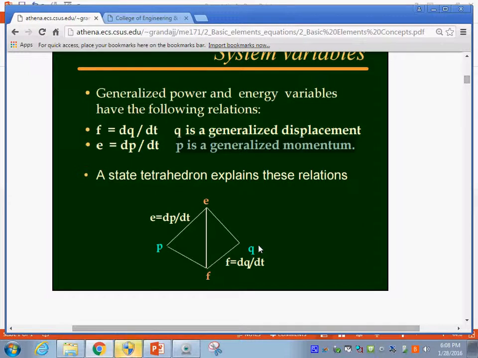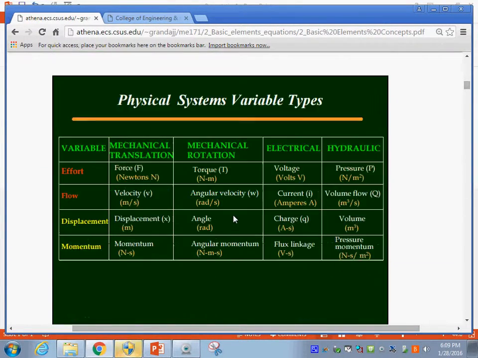So in here you have this little tetrahedron. It's known as the tetrahedron of state, Paynter's tetrahedron of state, in honor of the inventor of this technology, who was a professor at MIT in the 50s.